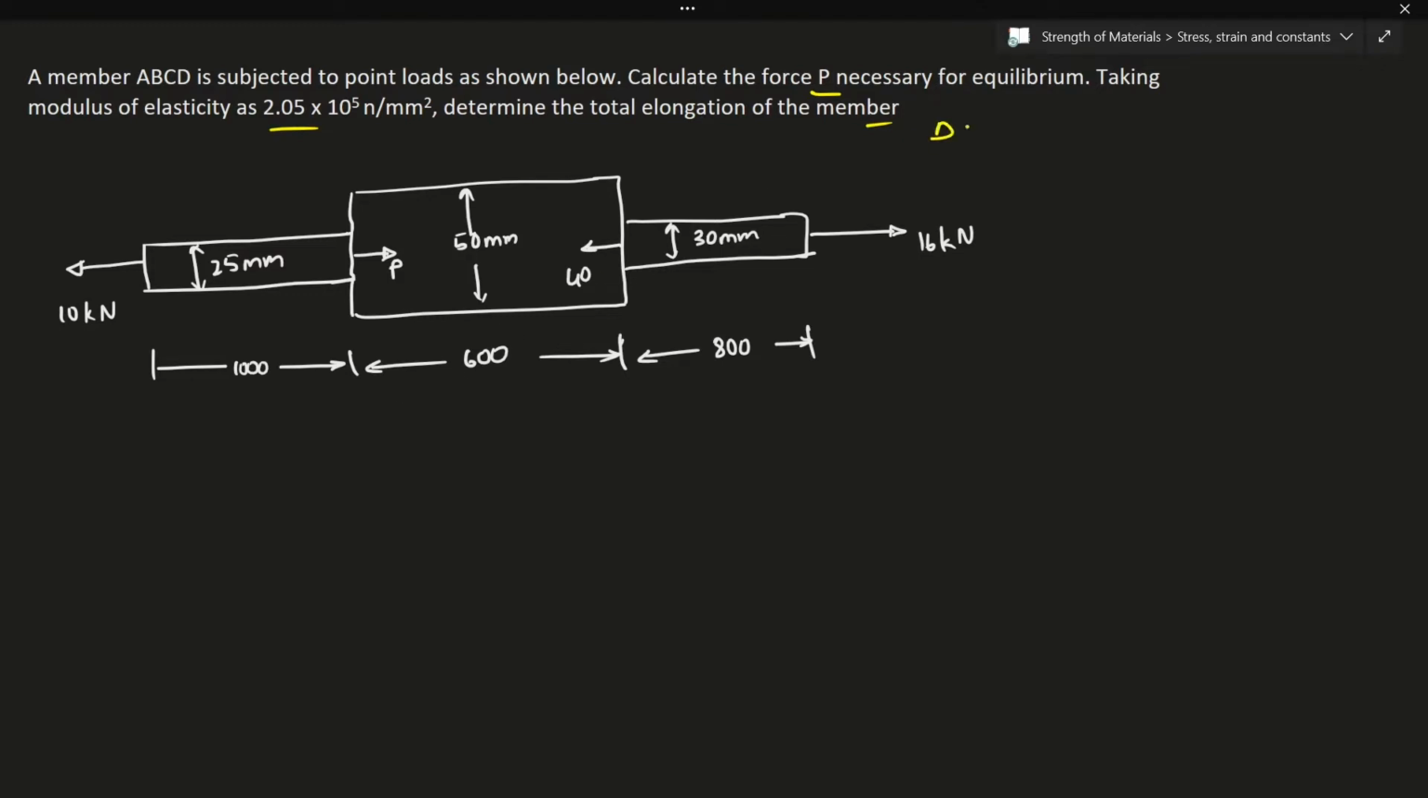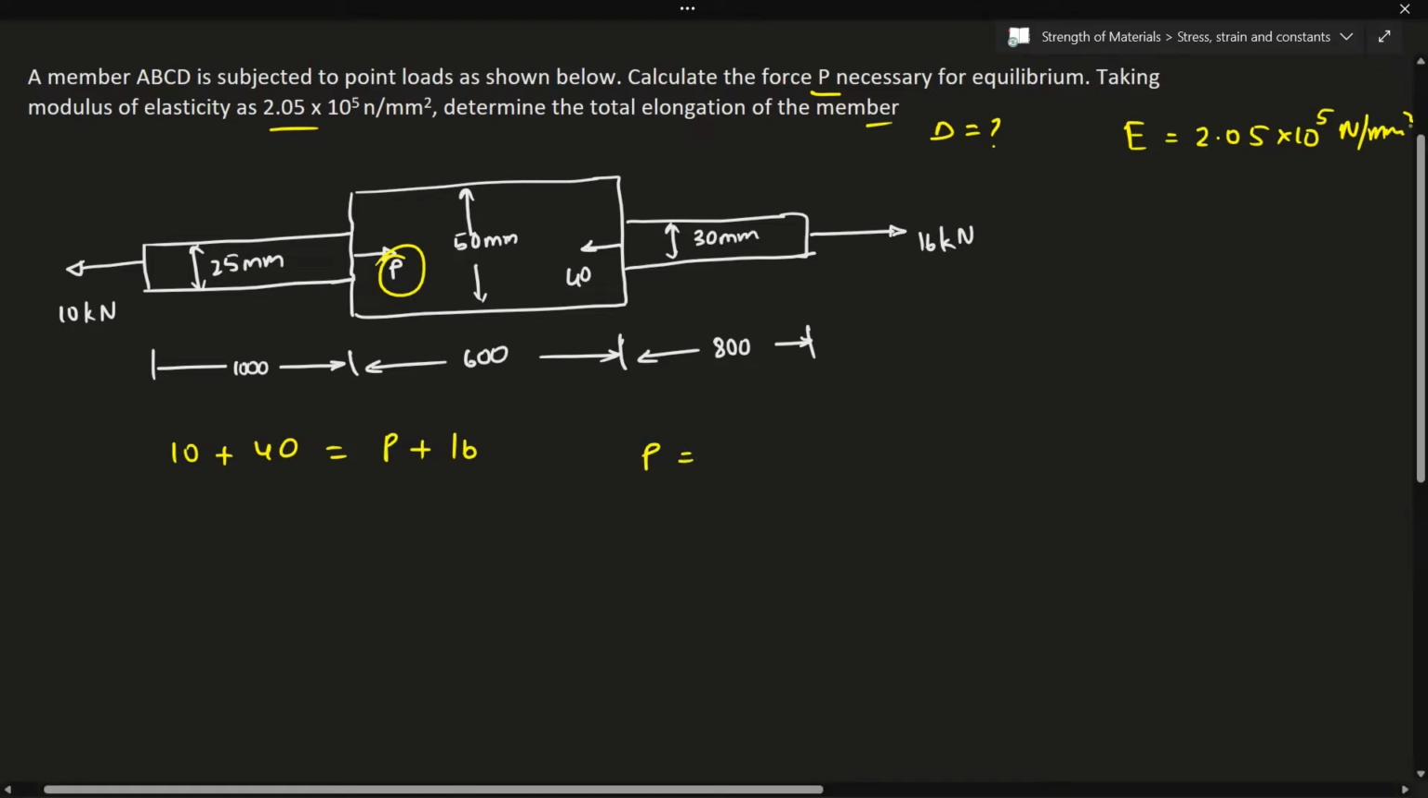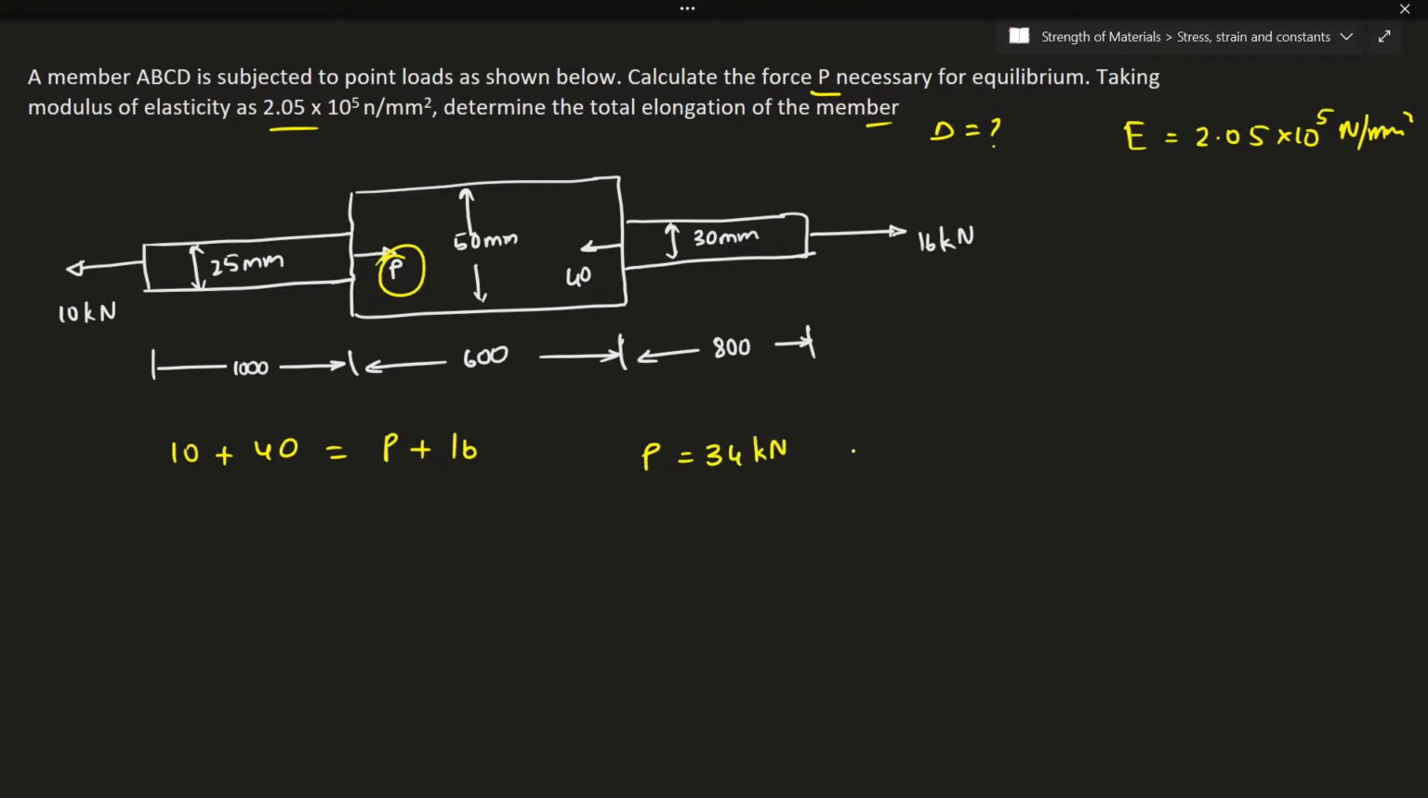Okay, so again, we'll have to calculate the delta. They have given us E, that is 2.05 into 10 to the power of 5 Newton per mm square. Anyway, again we'll go with a similar strategy of writing the free body diagram of individual bodies. Before that, let me just calculate P quickly. So the forces towards left, that is 10 plus 40, will be equal to the forces acting towards right. So that is P plus 16. Right, so 50 minus 16 is nothing but P, which will be equal to 34 kilonewton. Right, so the direction is towards right.